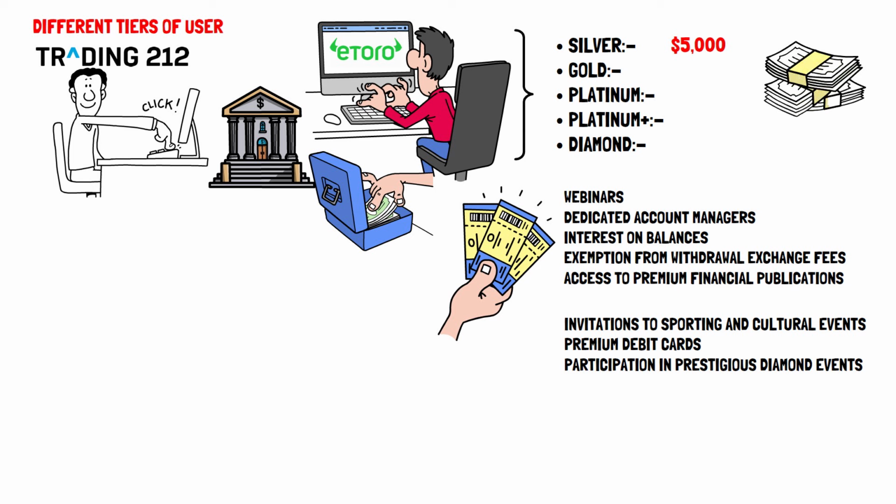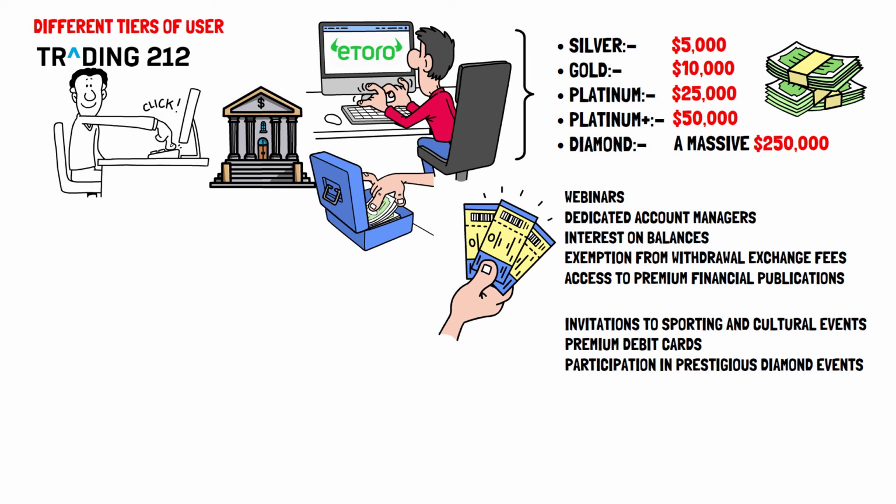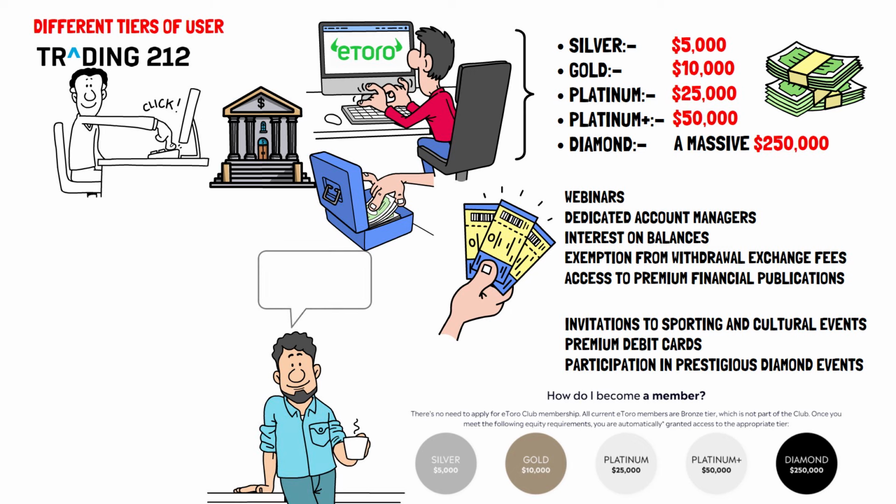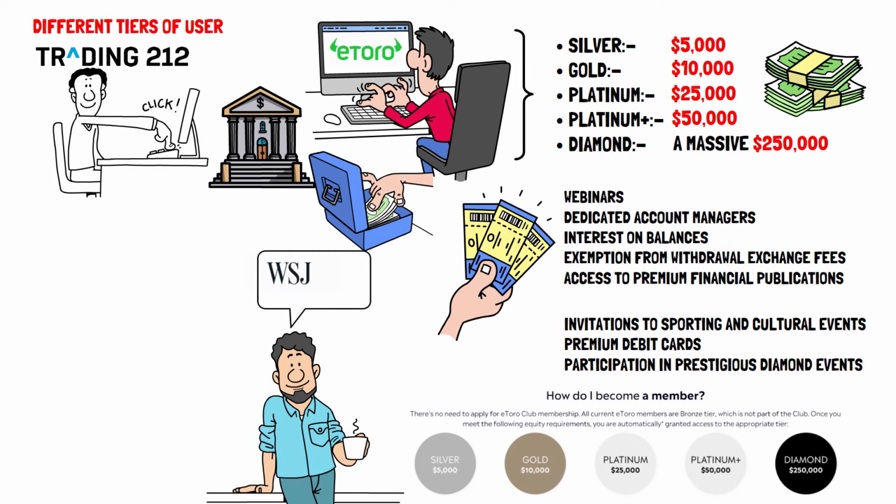So for Silver, it's $5,000. Gold, it goes up to $10,000. Platinum, you need $25,000. Platinum Plus is $50,000. And then for the best tier, Diamond, you need a massive $250,000. So for example, I have Platinum access and I get a free Wall Street Journal subscription, finchat.io subscription, among other things I use quite frequently as I make this channel, so it's beneficial for me.